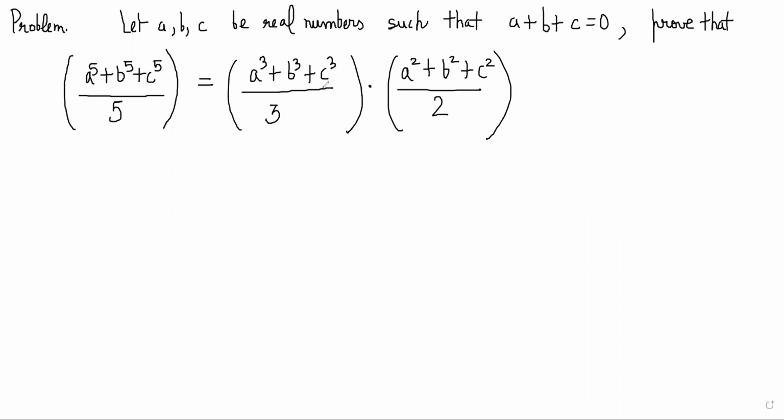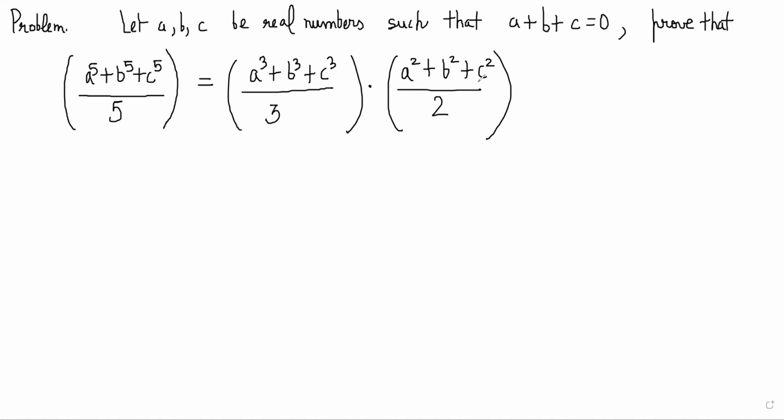Let a, b, c be real numbers such that a plus b plus c is equal to 0. Prove that (a^5 + b^5 + c^5)/5 is equal to (a^3 + b^3 + c^3)/3 multiplied by (a^2 + b^2 + c^2)/2.